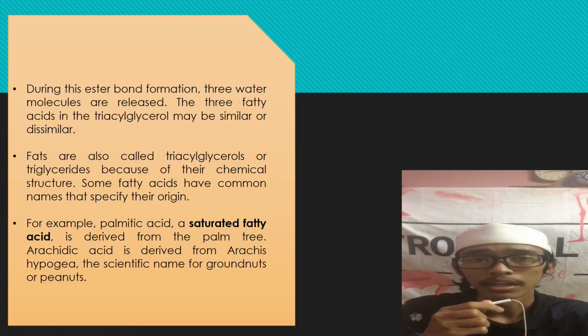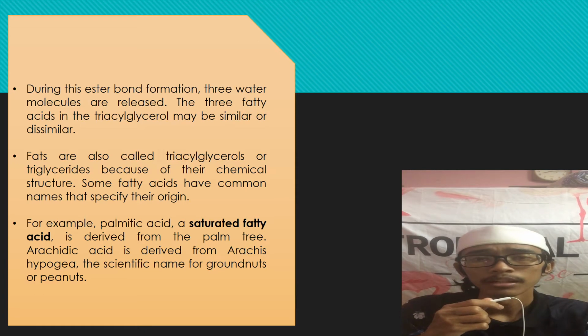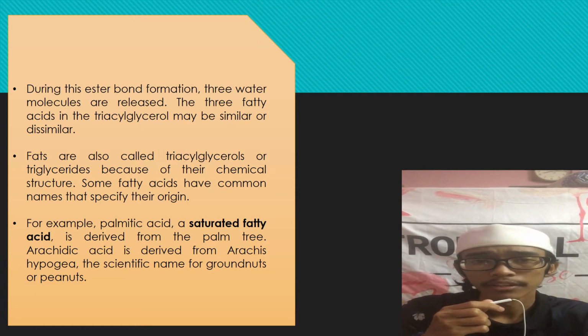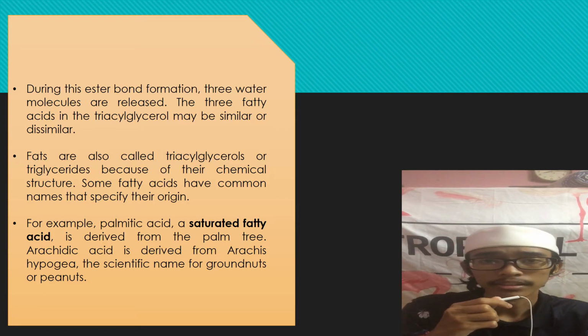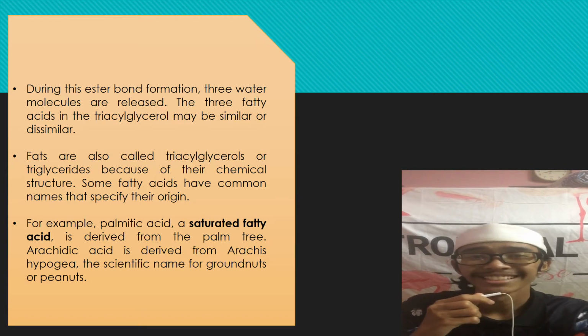Some fatty acids have common names that specify their origin. For example, palmitic acid, a saturated fatty acid, is derived from a palm tree. Arachidic acid is derived from Arachis hypogaea, the scientific name for groundnuts or peanuts.